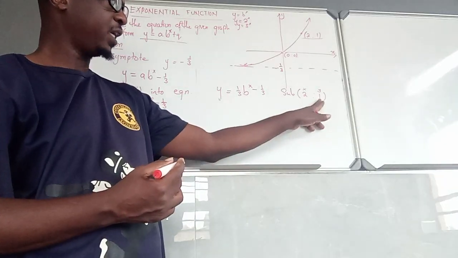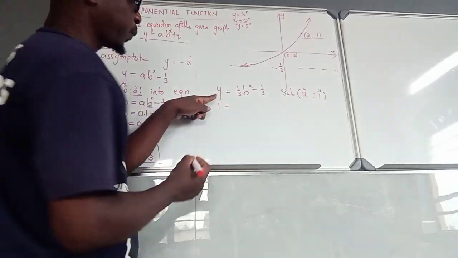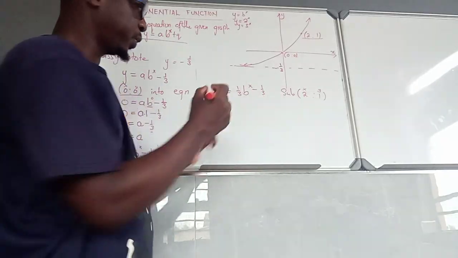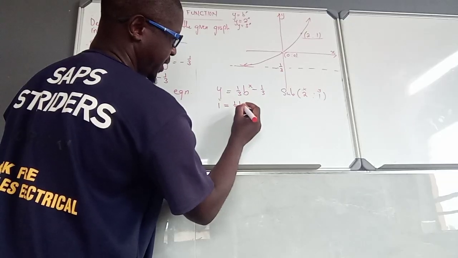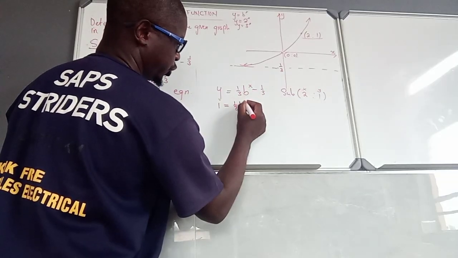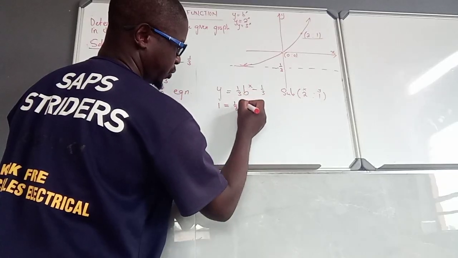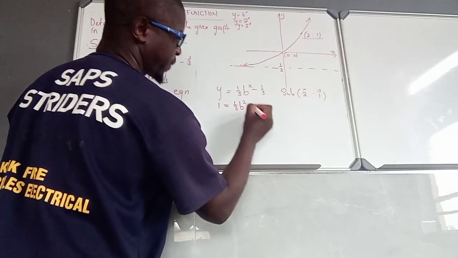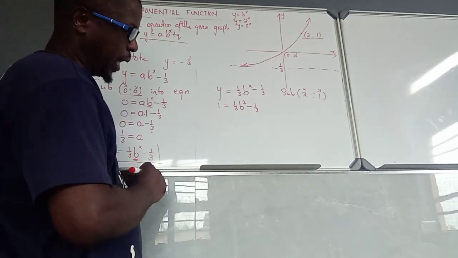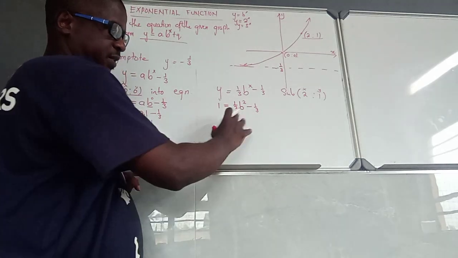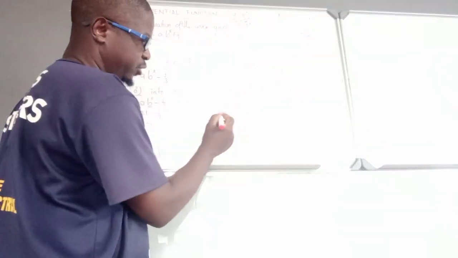So when our y is equal to 1, I'm going to write 1 is equal to, and when our x is equal to 2, it means I'll have a third, I'll have a b here, and I'll have a 2 here, because our x is 2, minus a third, like this. Okay, so this is what I have now. These are fractions, so I'm going to get rid of the denominator.